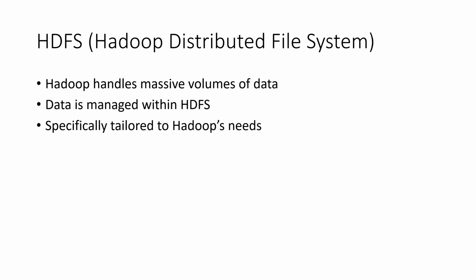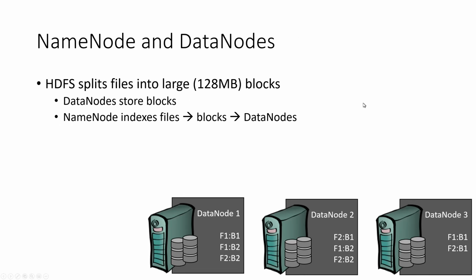A key component in Hadoop is HDFS, the Hadoop Distributed File System. Hadoop handles massive amounts of data, and data is managed by HDFS. HDFS is a file system designed specifically for Hadoop's needs. HDFS has two types of nodes: a name node and multiple data nodes.